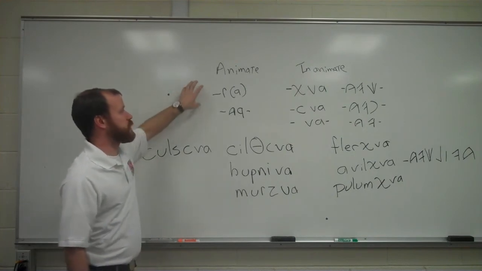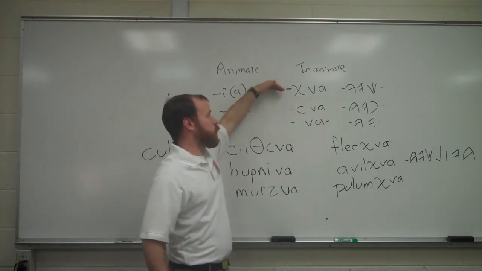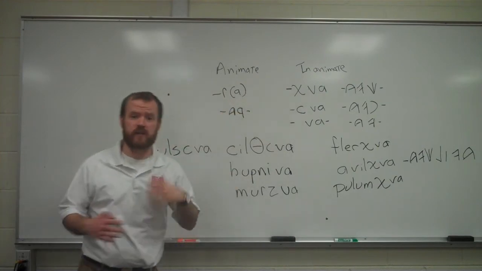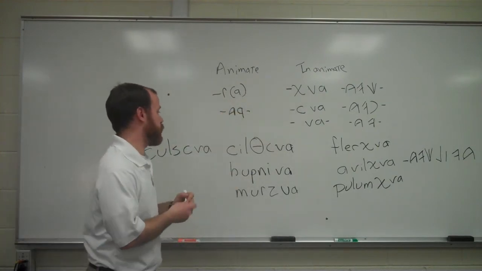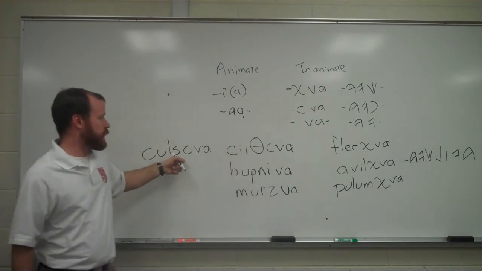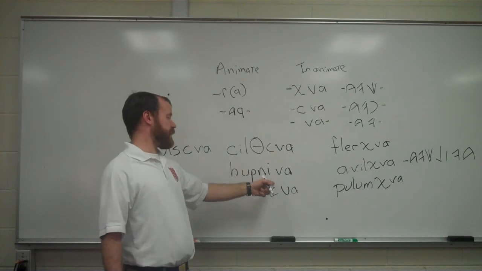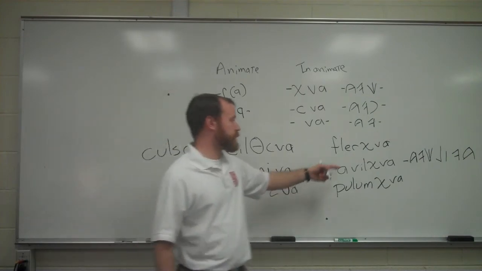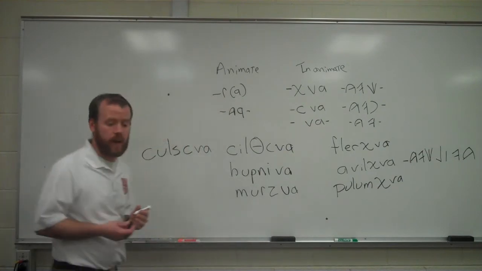So the animate ones get the R. The inanimate ones get one of these kwa, kuswa, kua, or wa sounds depending on the final letter. And so if it's this dental sound or this sibilant sound, it gets the kwa. If it's an I, an E, or the sh sound, it gets the wa. And if it's anything else, it gets the kua.